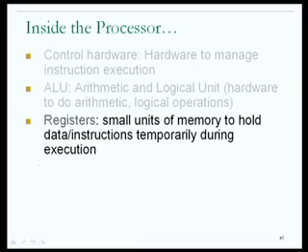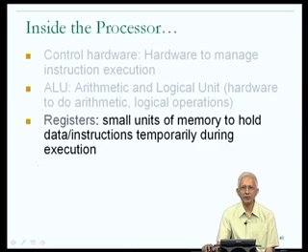They are the control hardware, the ALU, and the registers. And I had indicated that the registers are small units of memory, and they are used to hold data or instructions temporarily during execution. So registers are a form of memory. They are small because they are inside the CPU, right?